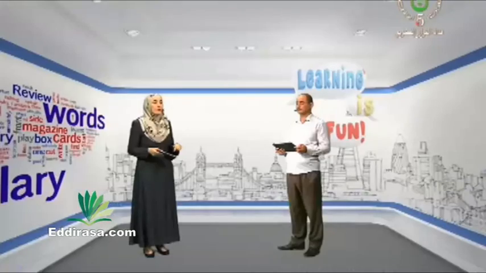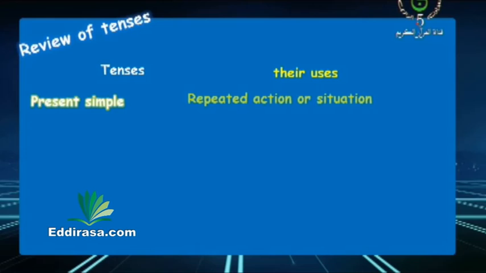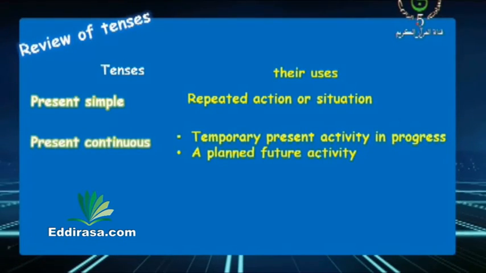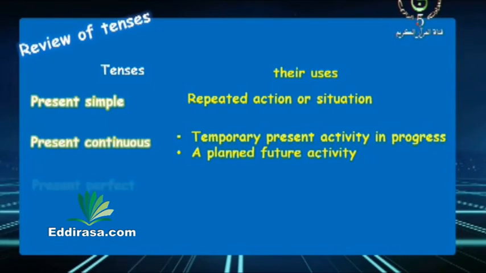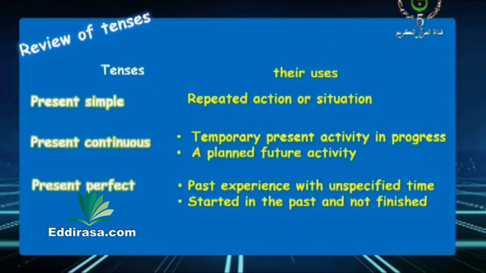Now it is time to move to the third objective of today's lesson, which is the tenses review, all right? So here we will see why we use some tenses and when we use them. Follow the review with me. So start with the present simple, which is used for repeated actions or situations. The present continuous expresses a temporary present activity in progress or a planned future activity, and then the present perfect, which expresses past experience with unspecified time or an action that started in the past and is not yet finished.